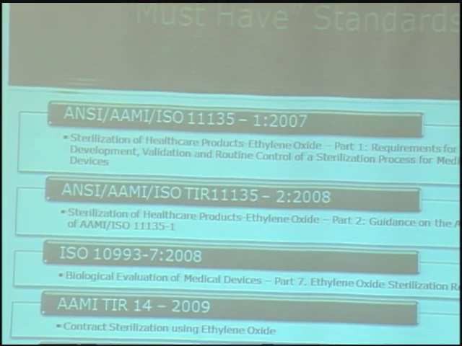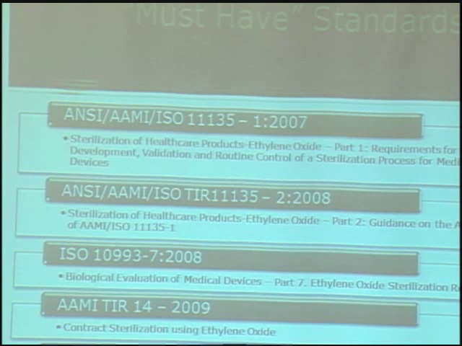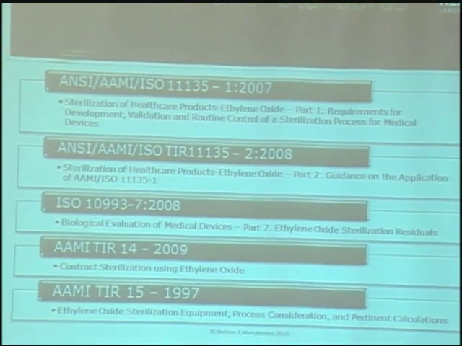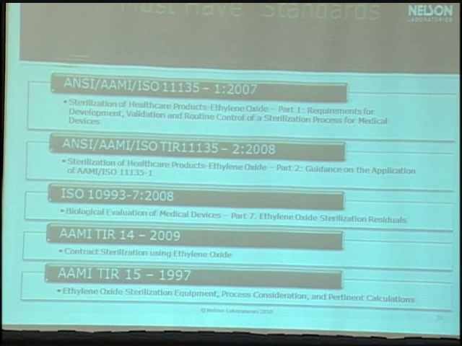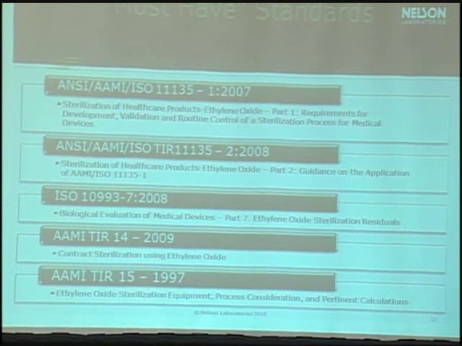There's a lot of other standards that help you meet this, or they give you guidance on how you're going to meet ISO 11135, but that is the main standard that you have to meet worldwide. ISO 10993-7, that's the EO residual guideline. That's where all those limits we talked about are found.